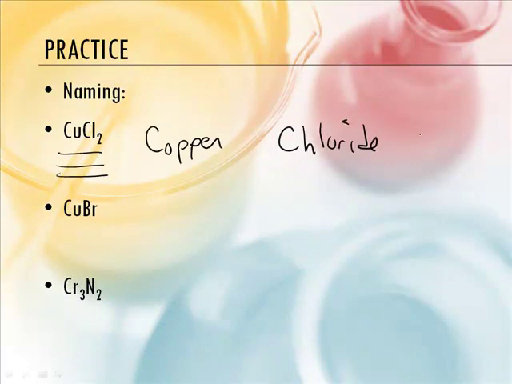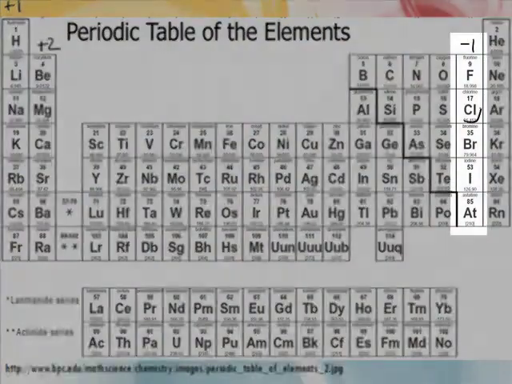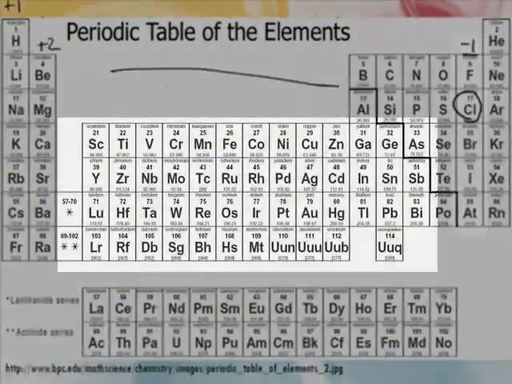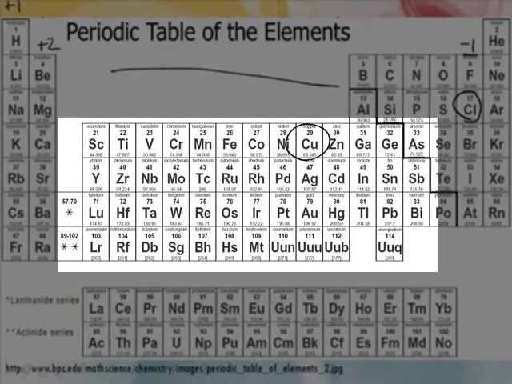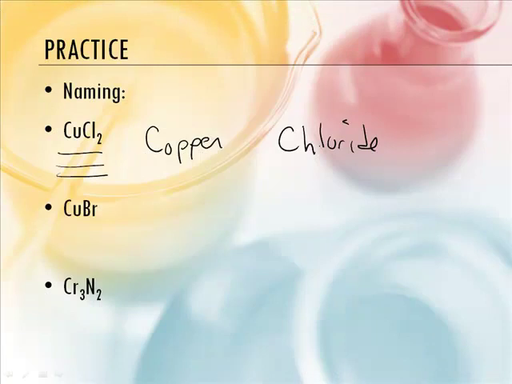Now, how do we figure out the charges? Well, if we look at chloride, chloride is always minus one. So here's copper chloride, but let's look at the charge. Chloride over here has a charge of minus one from our periodic table. Now, copper, remember, is that transition metal. We don't know his charge, so we have to figure it out mathematically. We're going to work backwards. Math! Don't say that word. Call it working backwards.